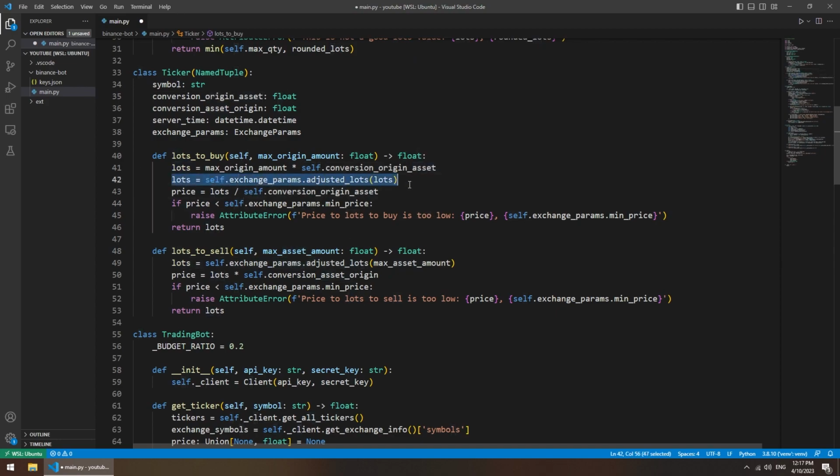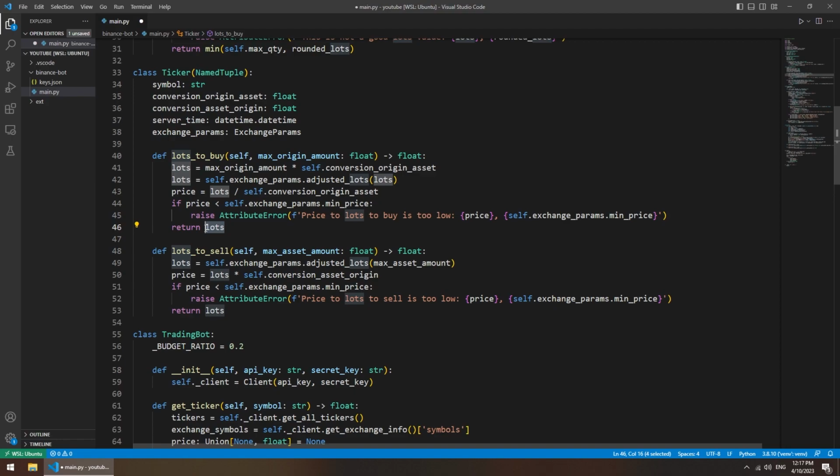It can be any other asset. Then we need to adjust the lots, since we need to comply with the rules of the exchange. And then we get the price by redividing. Again, we do the opposite operation from this multiplication, since the number of lots might have changed. And if the price is too low, of course, we cannot make this trade.